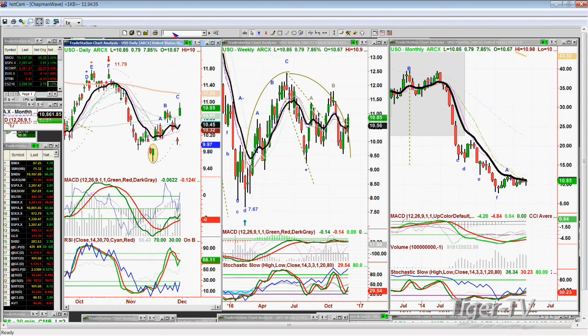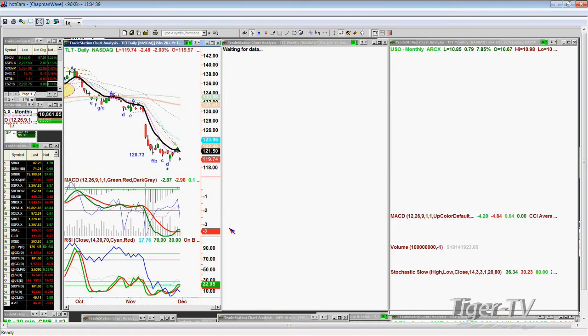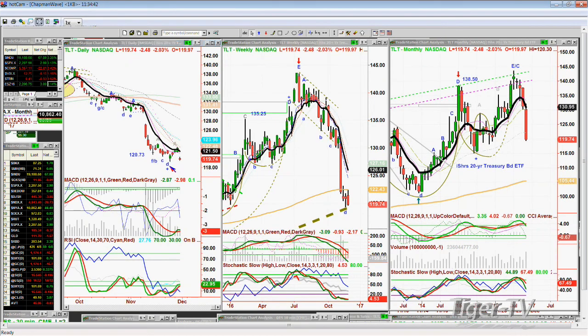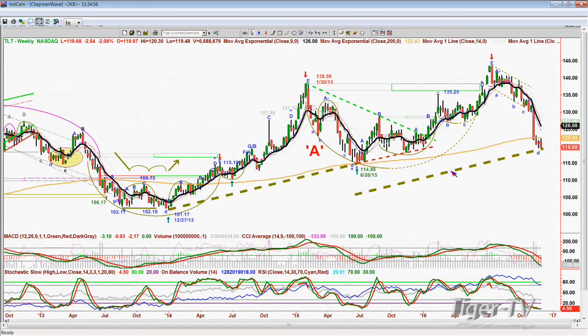Let's go to the next thing, which is bonds. The TLT didn't take out the low of 5 days ago, the low of the 23rd at 119.25, but it is at 119.48 as a low. It's trading right now at 119.71. This is very important for the weekly chart. Remember, we spoke about trend lines. This is the line that I said to me is very important. It's what I call the Chapman wave.